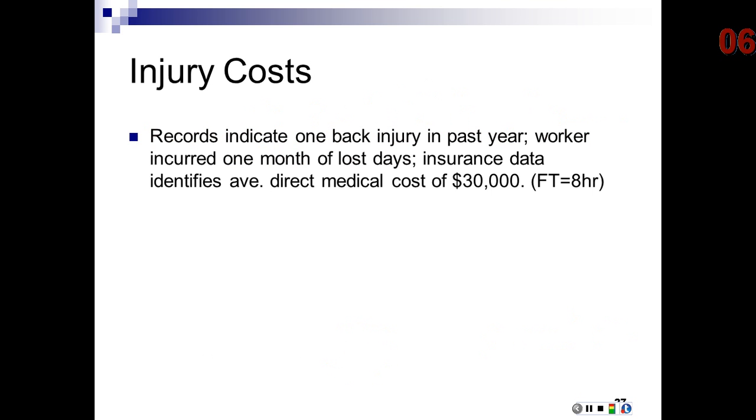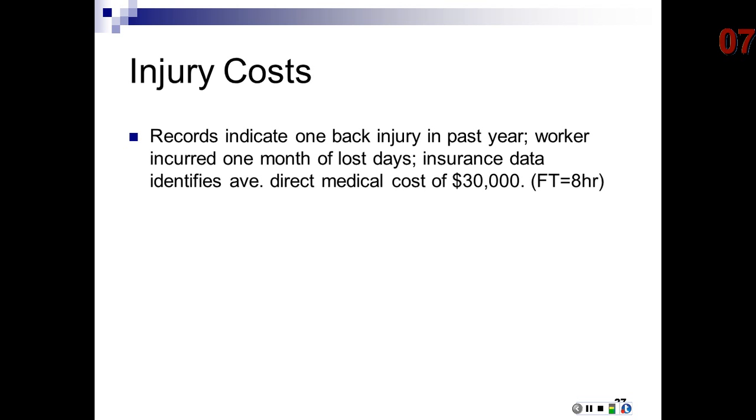Injury cost. Say we've had a back injury this year, and if you don't make changes, you think that we'll have another back injury and costs will be similar. For this one back injury we've had this year, the worker incurred 1 month of lost work days. And then we also found out, looking at our insurance data, that the direct medical cost was $30,000. So this is the injury we've had. Any future injury could probably be similar, so we're going to base that on the similarity.